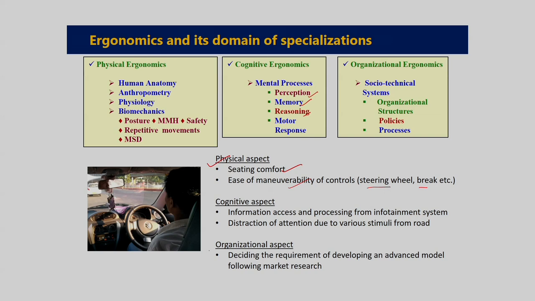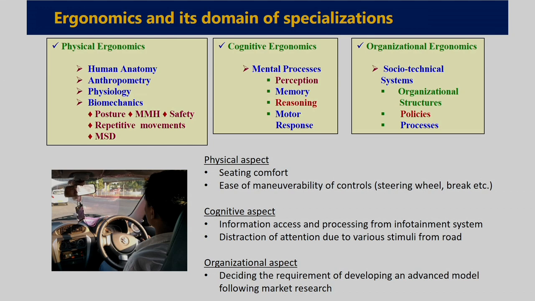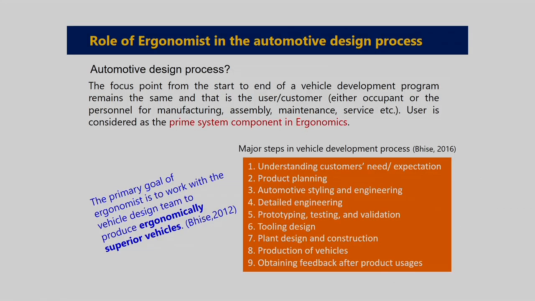Organizational ergonomics deals with socio-technical systems, organizational structure, policies, and processes. In the case of automobile design, what is the organizational aspect? Say, while a new automotive vehicle is being planned and designed, deciding the requirement of developing an advanced model happens inside that company. Who makes that decision? The decision of developing a new vehicle is actually taken by the industry management following market research. This type of decision making related to what type of vehicle is required for a particular market segment comes under organizational ergonomics.